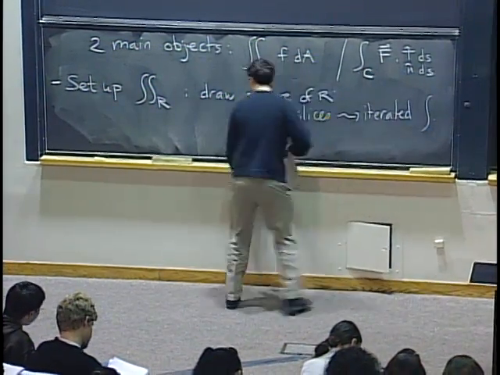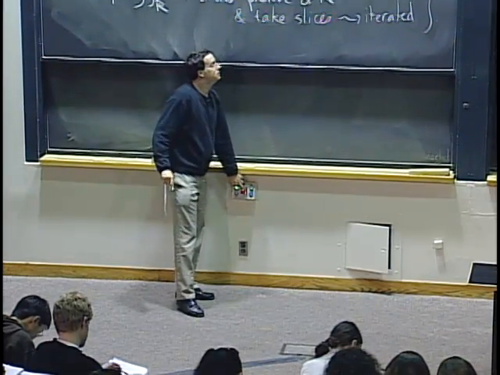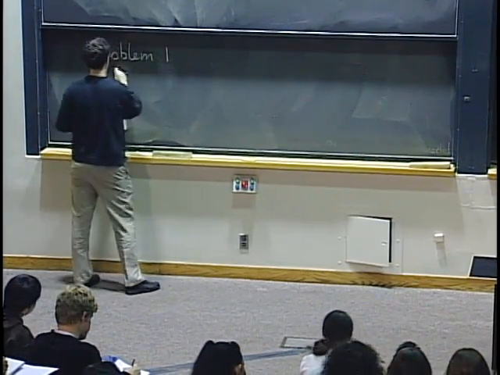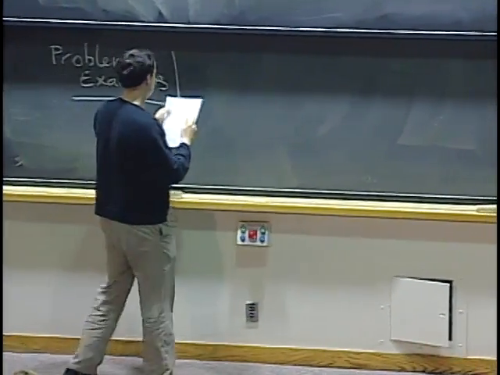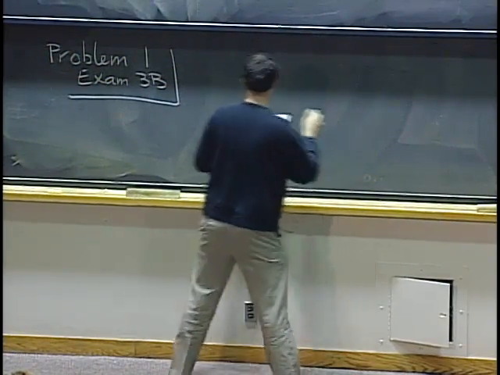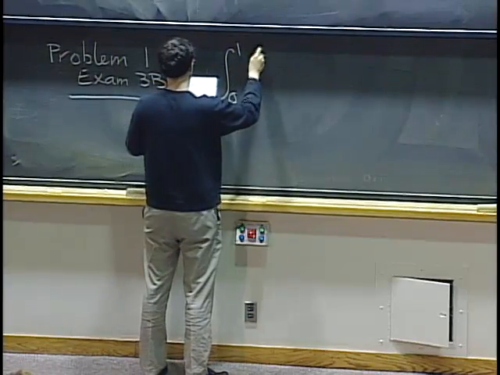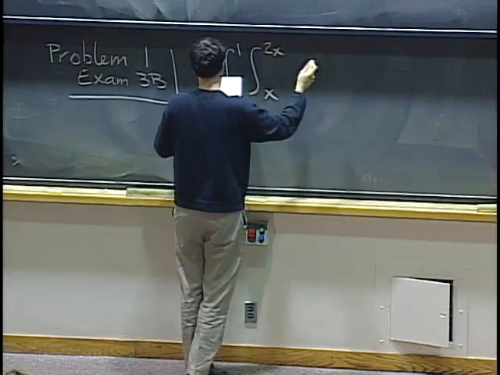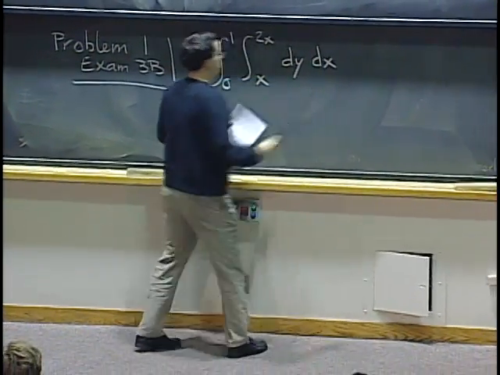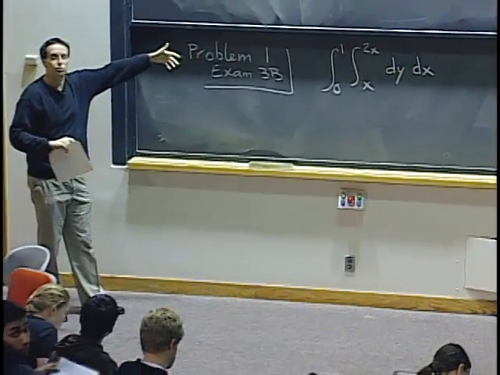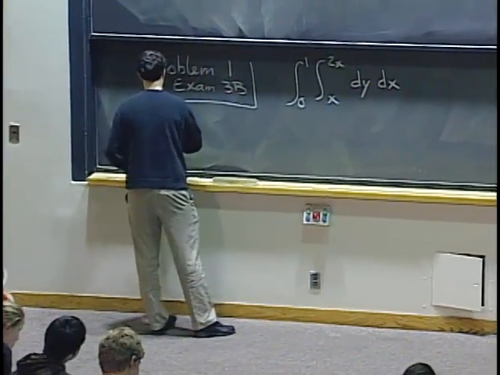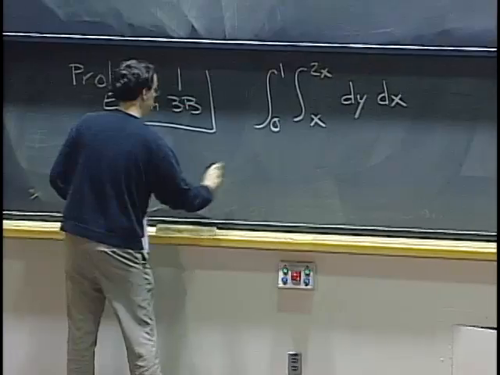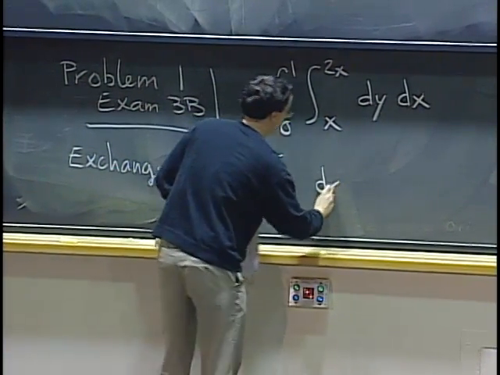Okay, so let's do just a quick example. If I look at problem 1 on exam 3B, it says to look at the integral from 0 to 1, integral from x to 2x of possibly something, dy dx. And it says, let's look at how we would set this up the other way around by exchanging x and y.